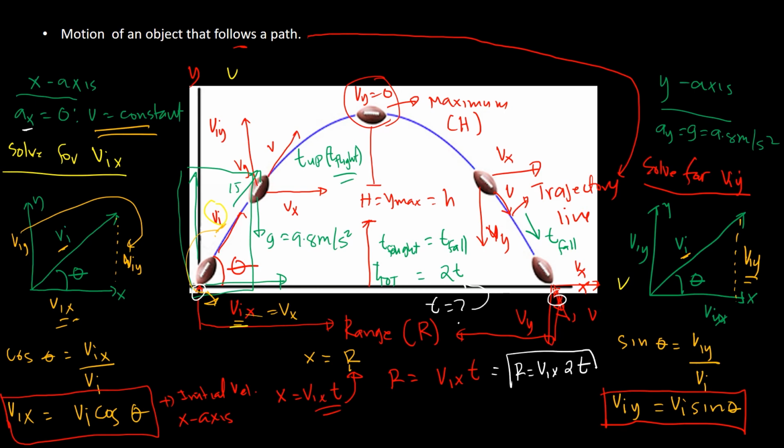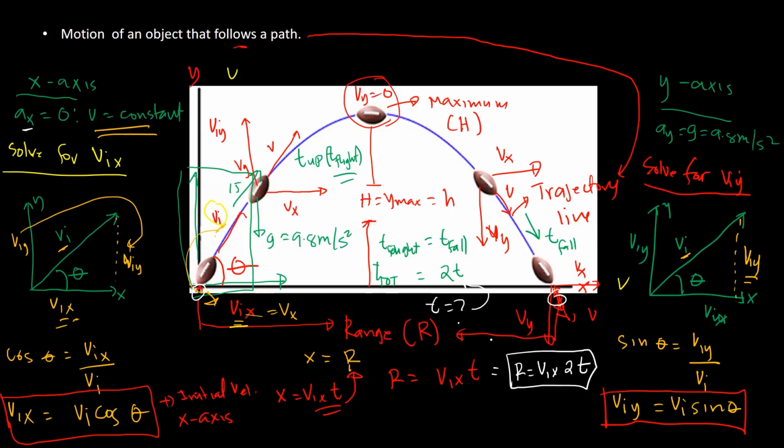So this is now the basis for deriving the equation for the range of the projectile object. Now, using this equation, solve for the range with the formula R is equals to v sub i x times 2 times t.